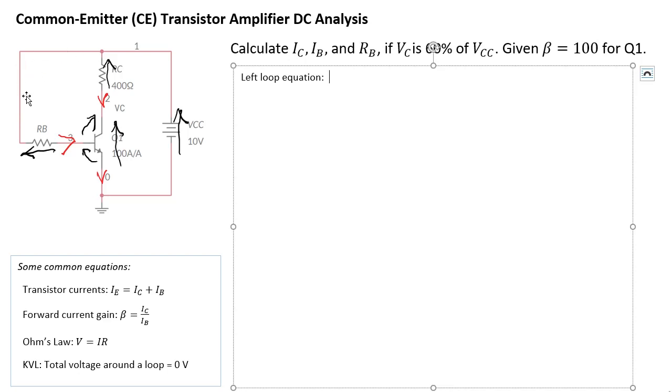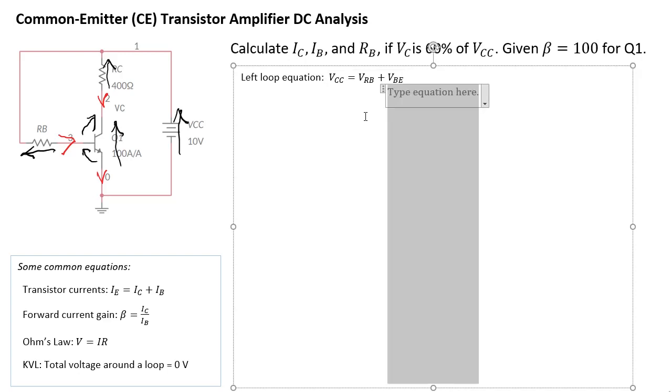So this is 10 volts, that's VCC, right? And then you have VBE. So you actually have this equation: VCC is equal to VRB plus VBE. And we know everything except for VRB, so we can work that out.